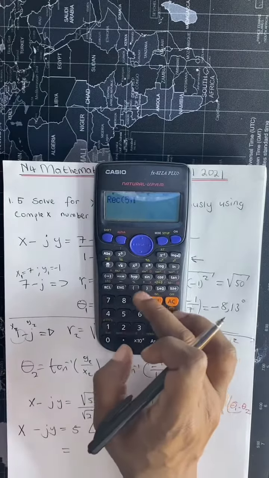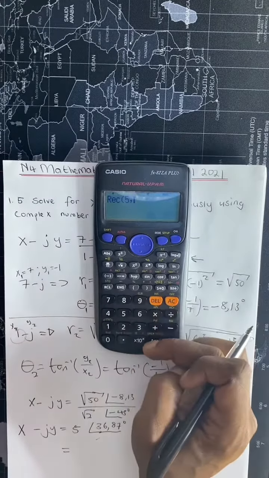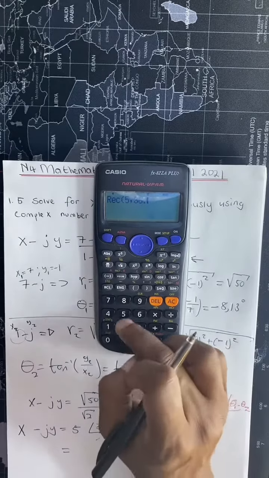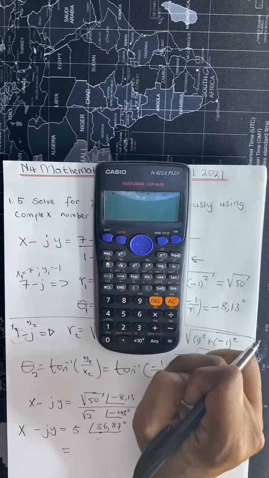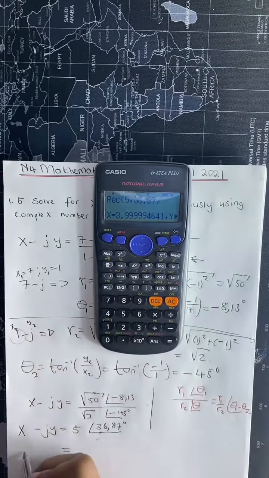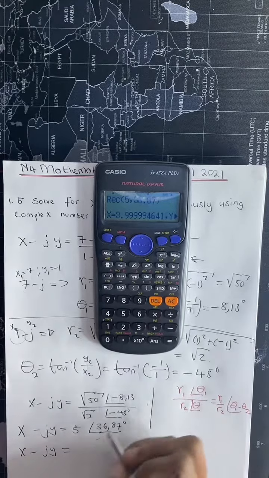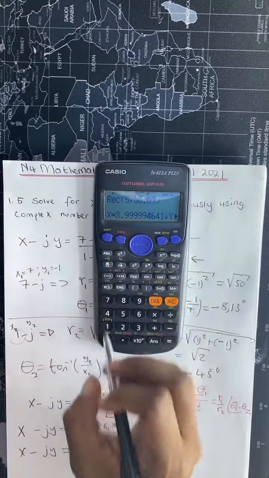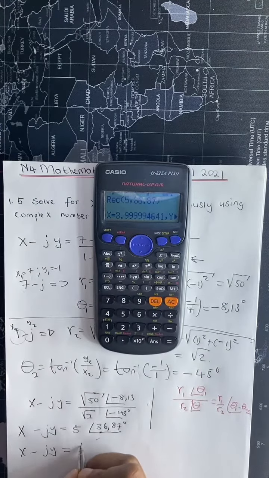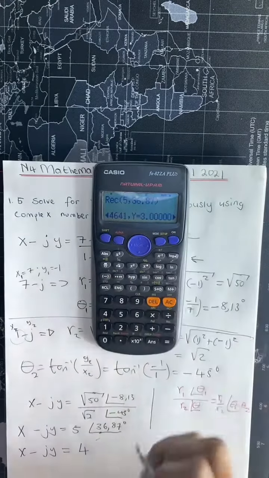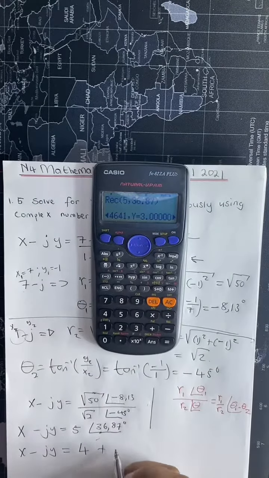and you press shift, the closing bracket sign, and the angle is 36,87. So this in rectangular form, x is going to be 3,999, which we can safely write as 4, and the y is equals to 3,000 plus j, y is 3.